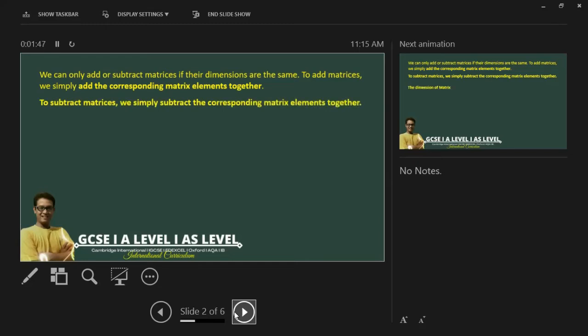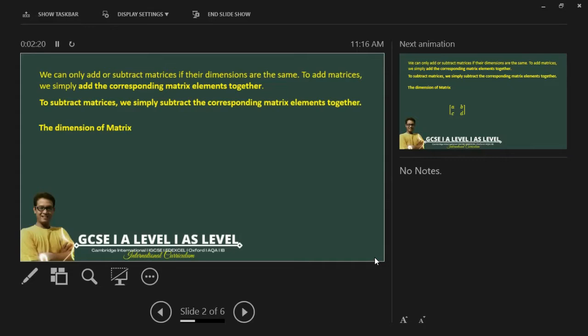And to subtract matrices, we simply subtract the corresponding matrix elements. So what is the corresponding matrix? Students, before we go to the corresponding matrix, we have to understand first what the dimension of a matrix is.